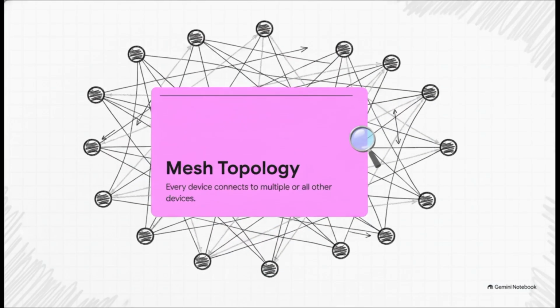This one is like a massive, complex web of intersecting lines, because every device connects directly to multiple, or literally all other devices in the network. This creates a vast array of redundant paths. If one road is blocked, the data simply takes another route.